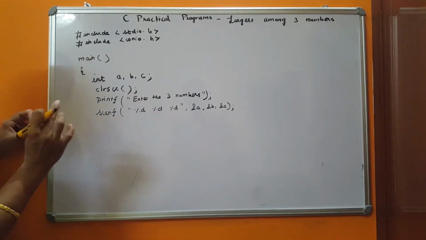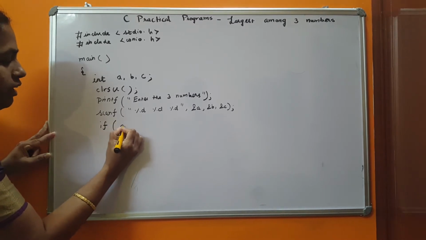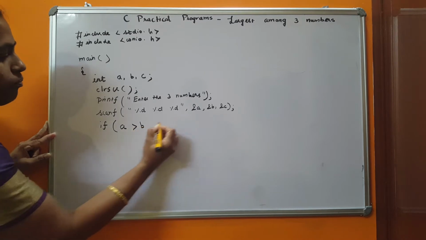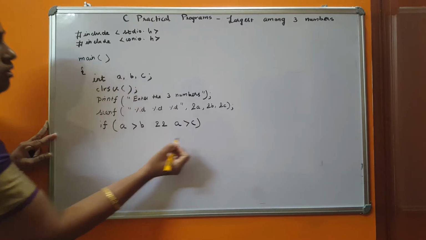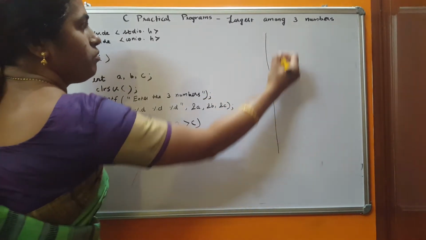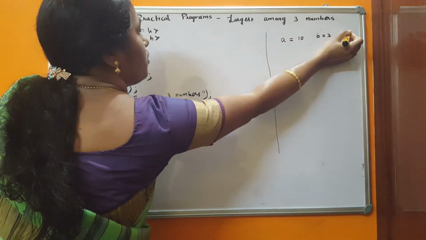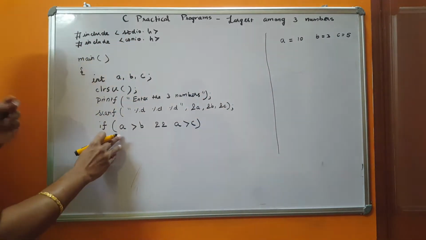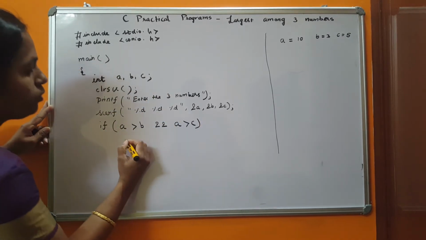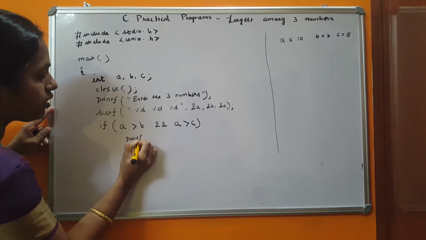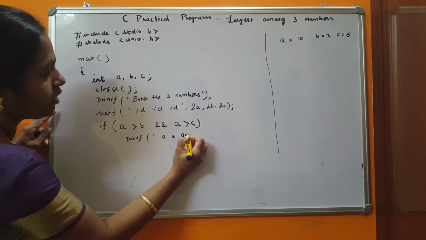Now we find out the largest number using the if statement. If a greater than b and a greater than c. For example, if a equal to 10, b equal to 3, c equal to 5. In this situation, a is greater than b and a is greater than c. Both the conditions are true. Immediately print a is greatest value.